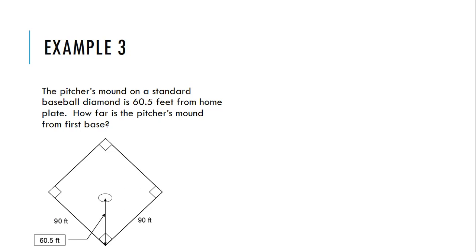All right, here we go. It says the pitcher's mound on a standard baseball diamond is 60.5 feet from home plate. How far is the pitcher's mound from first base? It is not the same as a square, because it's a diamond.